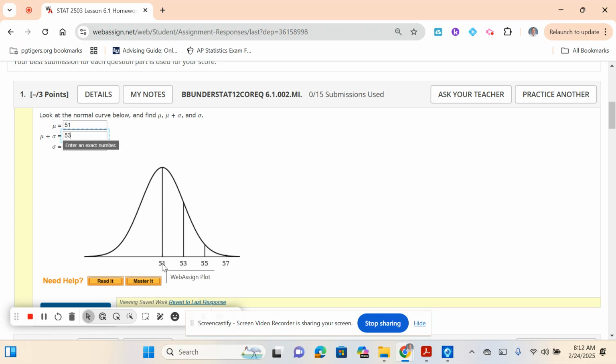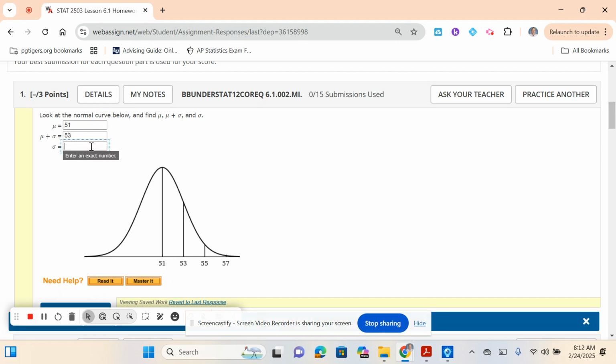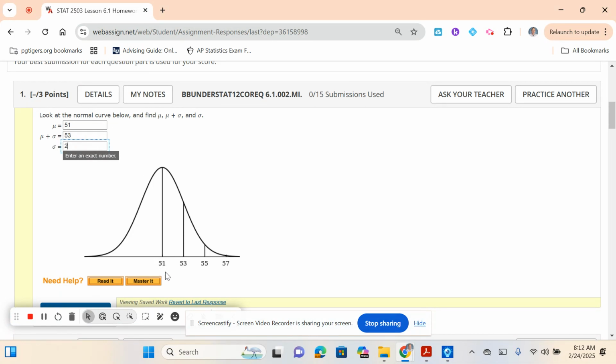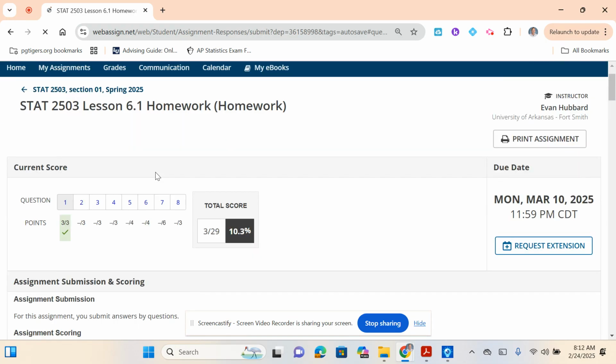So let's ask ourselves, how much am I going up by each time? About going up by 2, right? 51 plus 2 is 53, plus 2, plus 2. So my sigma is 2. Okay, so my mean is 51. Mu plus sigma would just be one standard deviation above, and then sigma is 2. This isn't too bad. You just got to get past some of the verbiage, but it's not the worst.